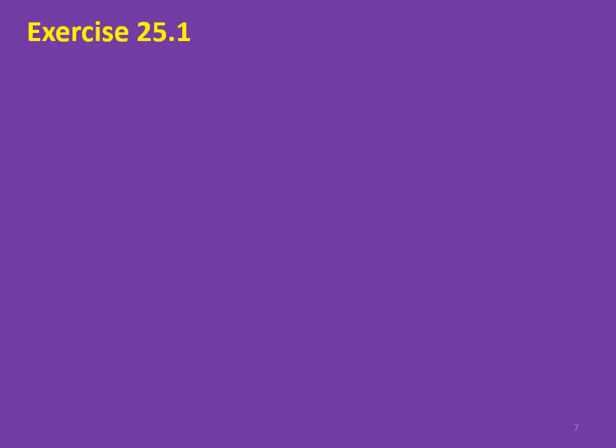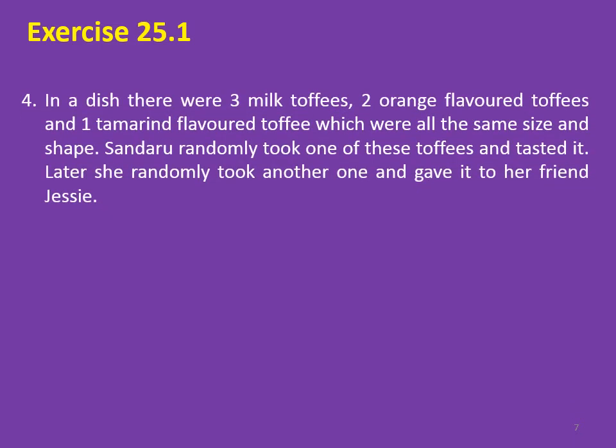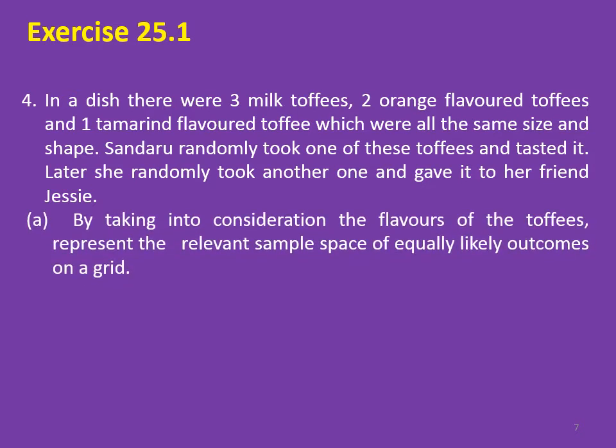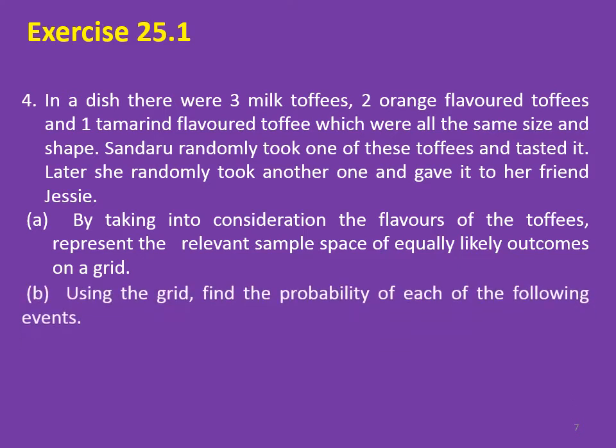Exercise 25.1, question number 4. In a dish, there were 3 milk toffees, 2 orange flavored toffees and 1 tamarind flavored toffee, which were all the same size and shape. Sandaru randomly took one of these toffees and tasted it. Later, she randomly took another one and gave it to her friend Jessie. Part A. By taking into consideration the flavors of the toffees, represent the relevant sample space of equally likely outcomes on a grid.